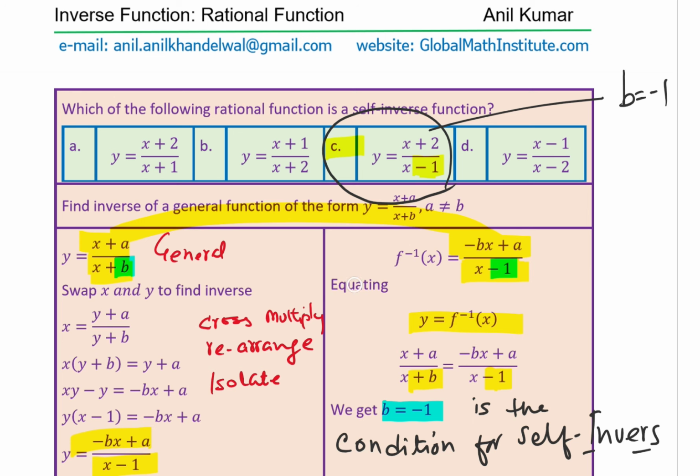I hope that helps. So these are small tricks and strategies based on concepts. So once you understand the concepts, you know what kind of function could be self-inverse. You get an idea. So that is how we are going to remember it and do it when required.